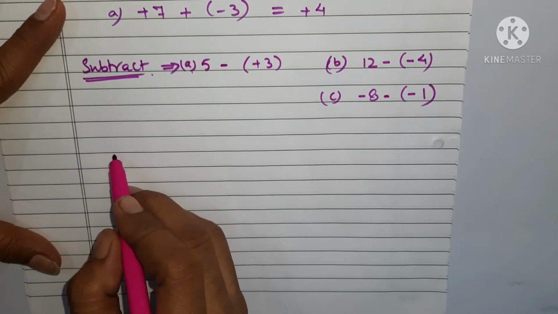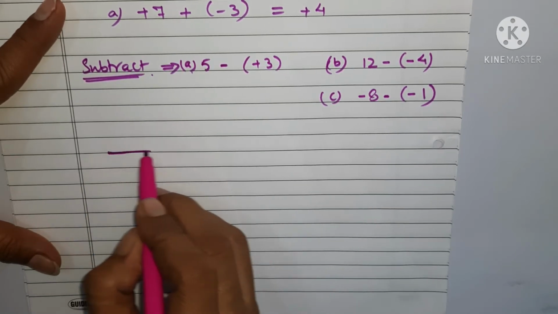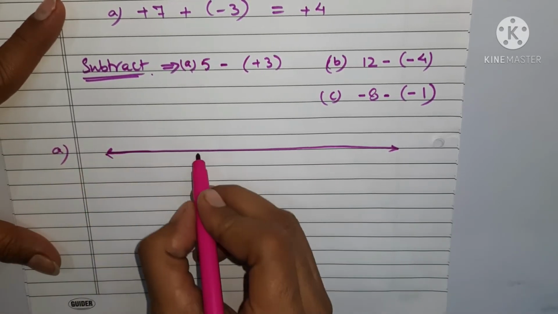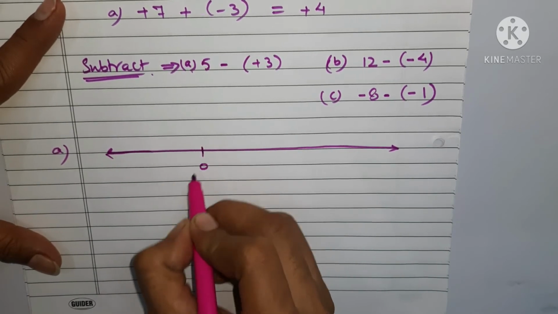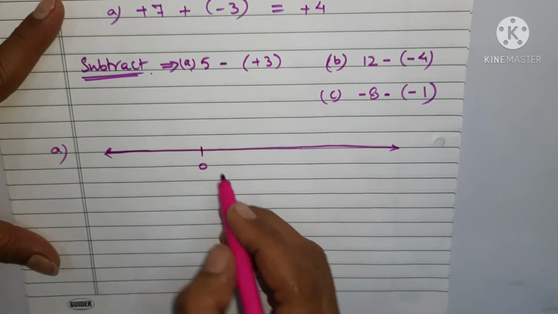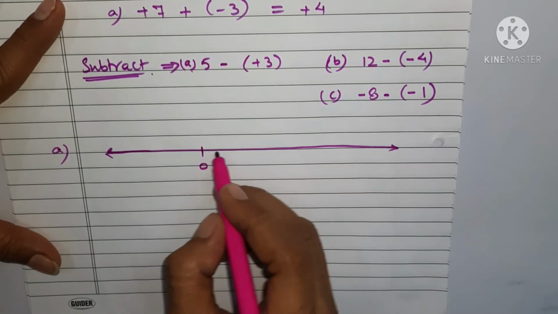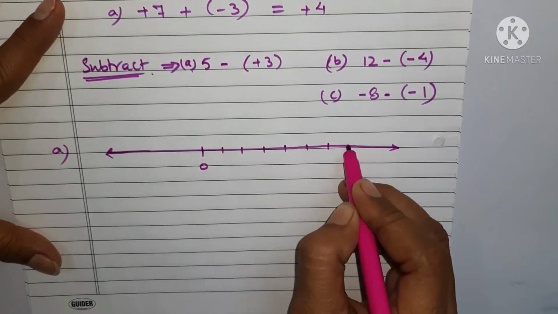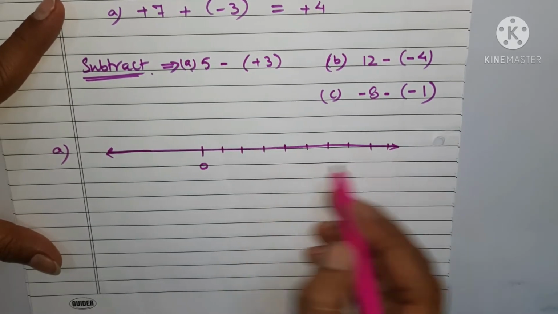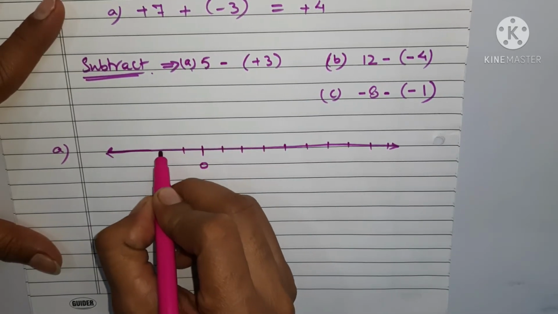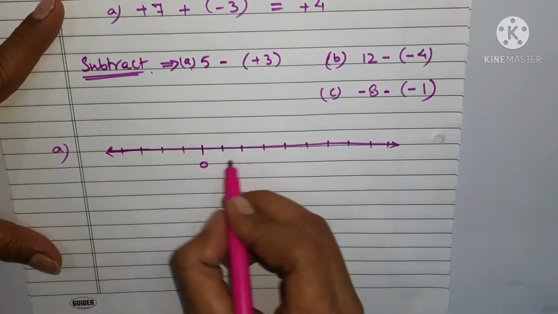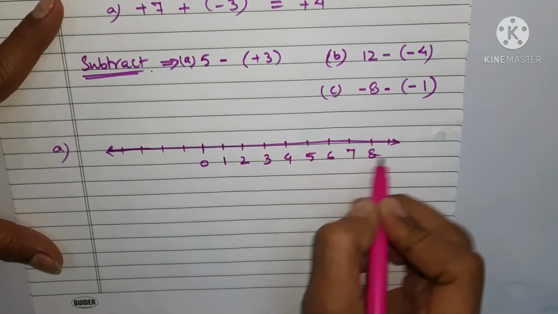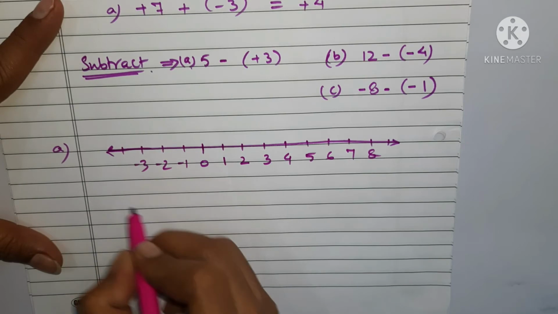So let us try to draw one number line first. This is your first case, the A part, in which I'm taking 0 here because plus 5 is there and plus 3 is there. It means we are going to deal with this side only. So 1 2 3 4 5 6 7 8 and 9. Up to 9 units we have taken, and here it is minus 1, minus 2, minus 3.